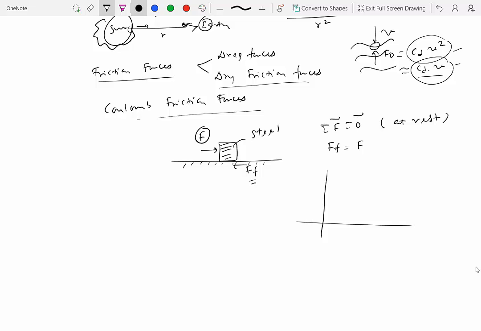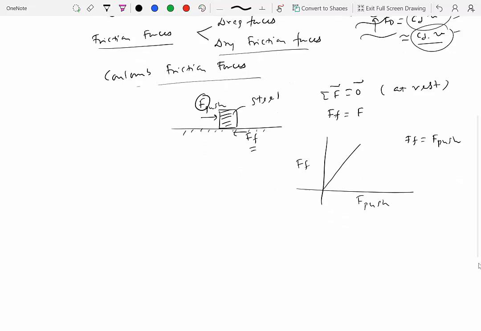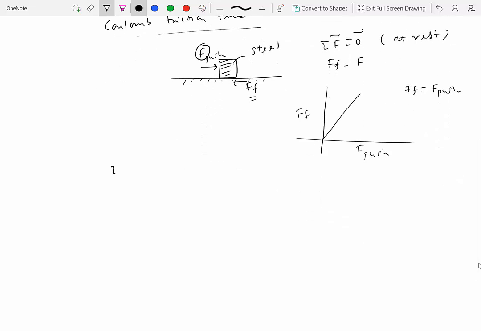So if I were to plot this, here is the force of push, and here is the friction force. Up to a certain point, we will have F sub F equal to F of push. And at some point, the object will begin to move. So when it is not moving, the friction force is the same as the force of pushing, but at some point it will begin to move. When we get to that situation, we call it the impending slip situation, or impending motion. So this is the no motion situation, and then we have the impending slip situation.